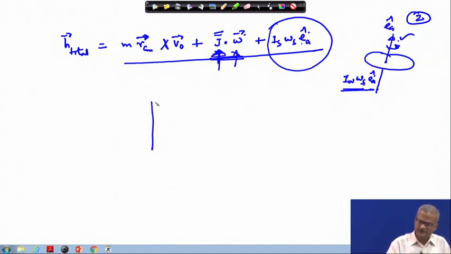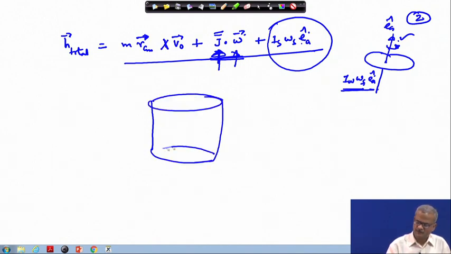So what we are getting is that if we have any satellite and inside this there is a wheel.